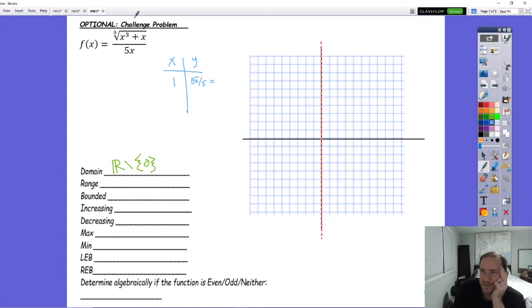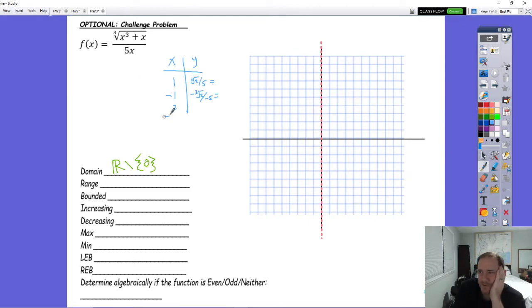So what can we do? Will this ever be negative? Yes, because plugging in -1 right away gives us -2. Yeah, -1 plus -1 is -2, all over -5. Oh no, that comes out even, doesn't it? Because we would have essentially negative cube root 2 over -5, which is going to be the same thing. So actually, I'm starting to think this will have even symmetry.